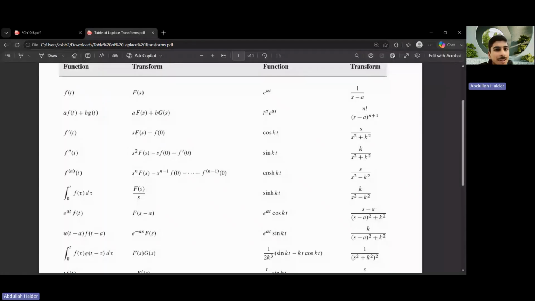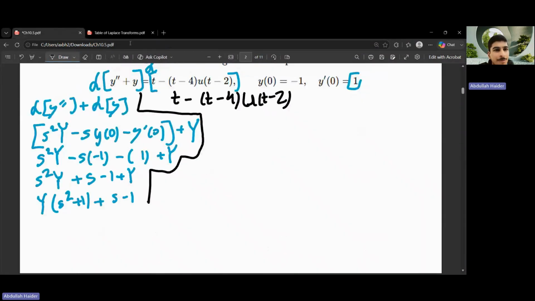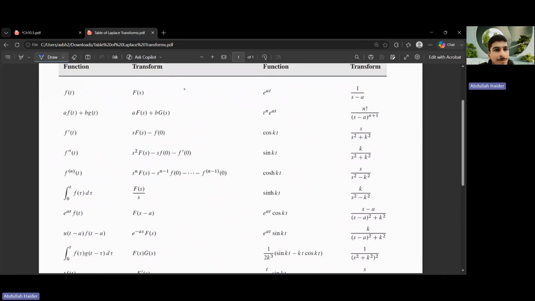This question is actually quite easy. To be honest, it would be really nice if you get such a question, but we need to deal with this unit expression. So you have t minus 4 u t minus 2. If you want to find the Laplace, we need to have something in terms of this: u t minus 2 times t minus 4.